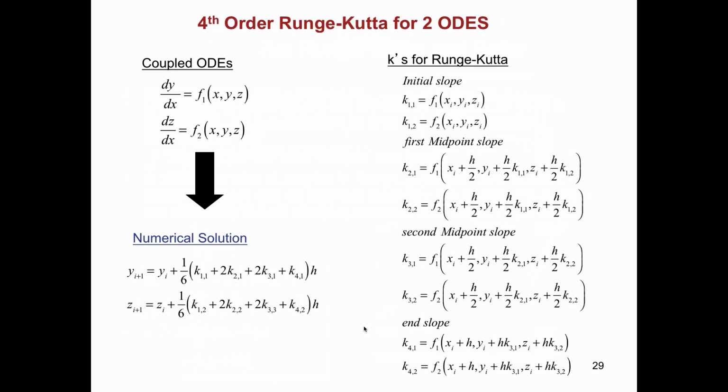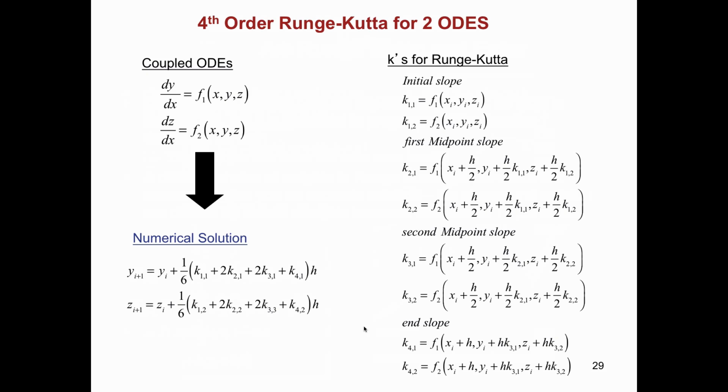This is how Runge-Kutta would get ugly if I did it for this same problem, because I have to actually do 4 slopes per equation that I'm showing, so that's 8 slopes altogether.